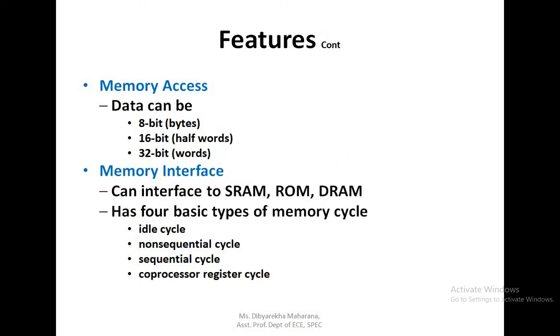In memory access, the data can be accessed as 8-bit, 16-bit and 32-bit. It can interface to SRAM, DRAM and ROM. It has 4 basic types of memory cycles, that is idle cycle, non-sequential cycle, sequential cycle, and coprocessor register cycles.